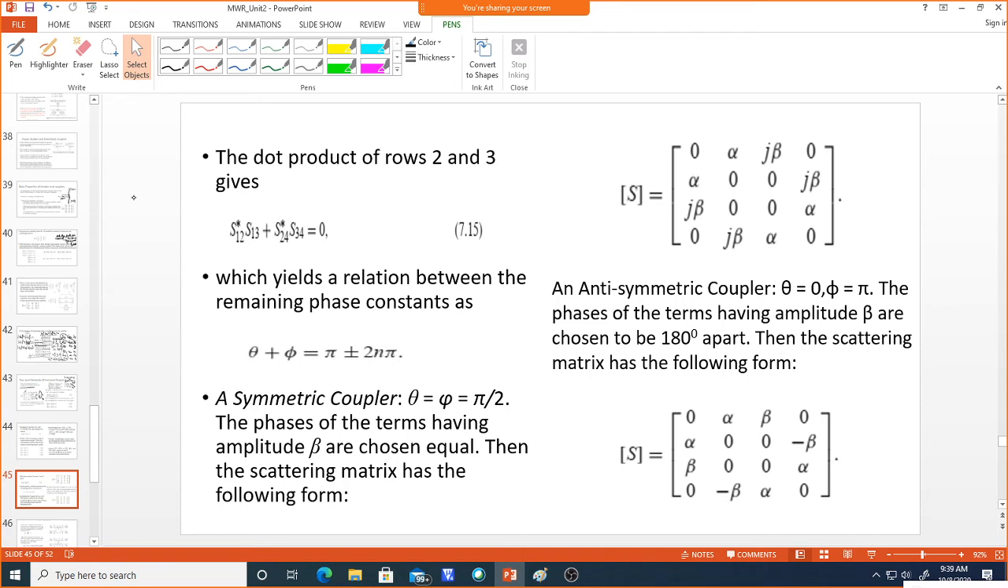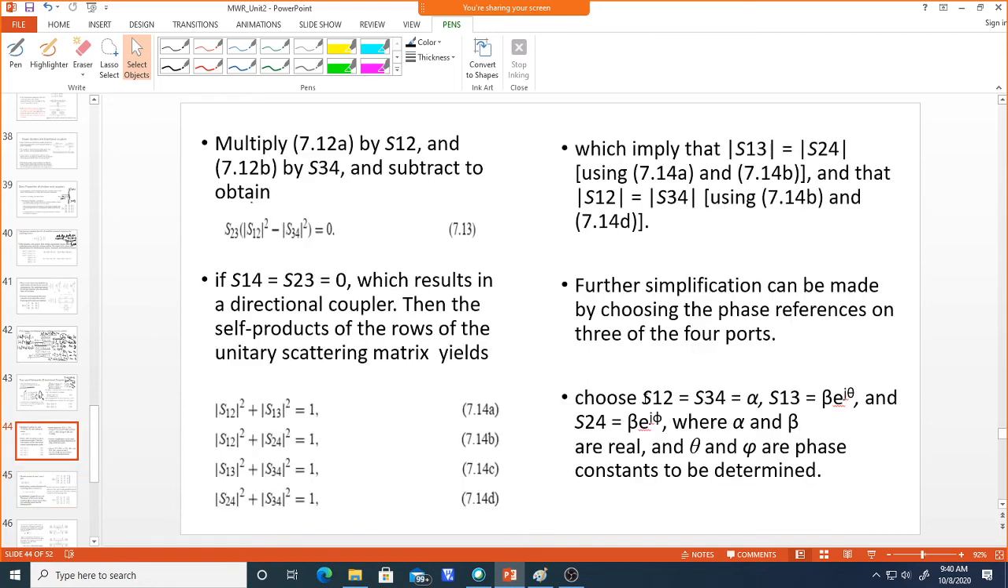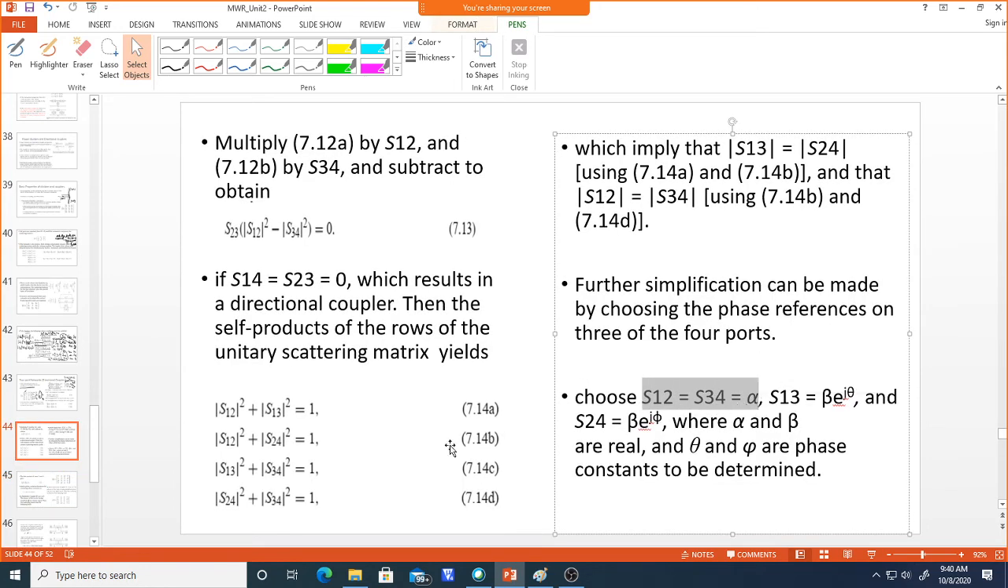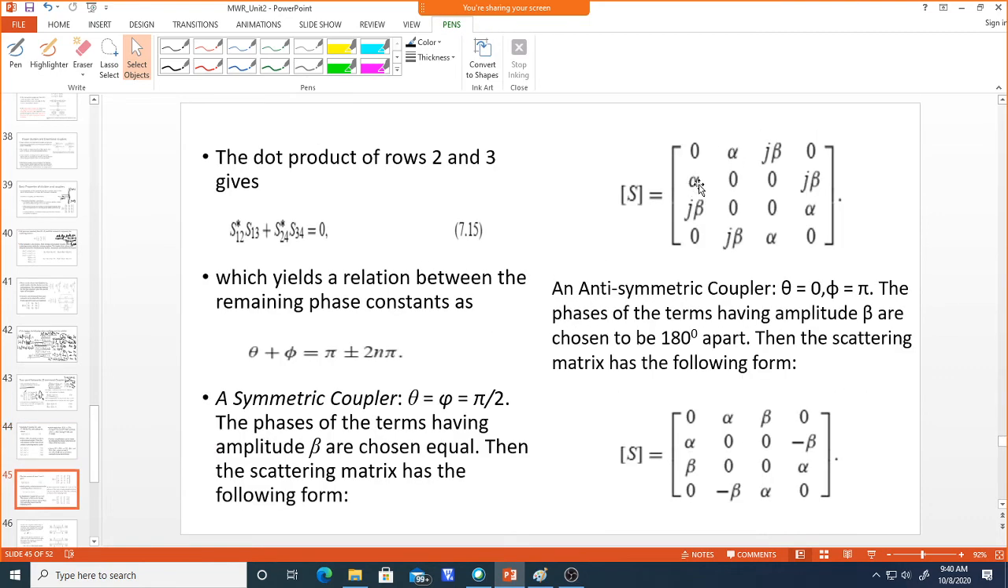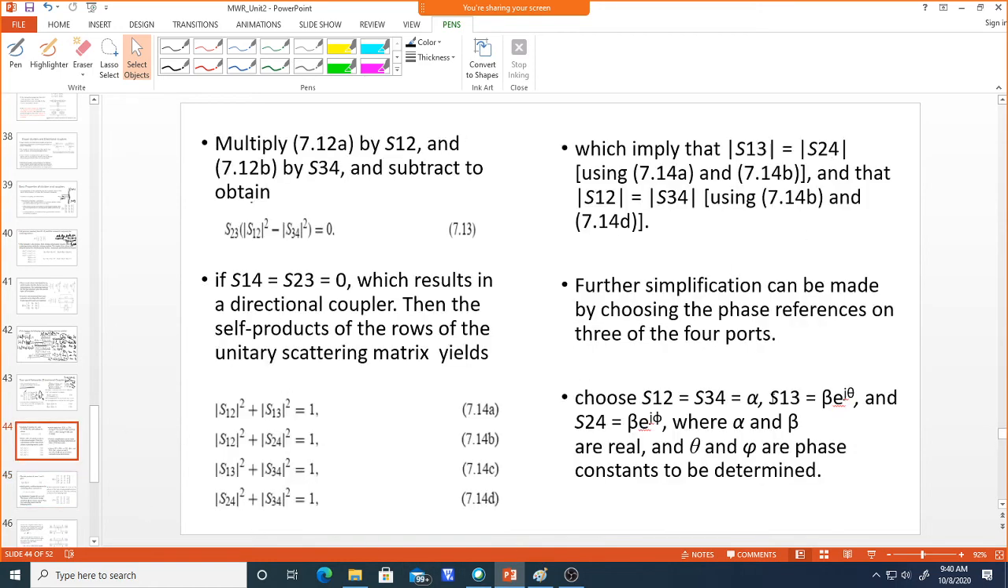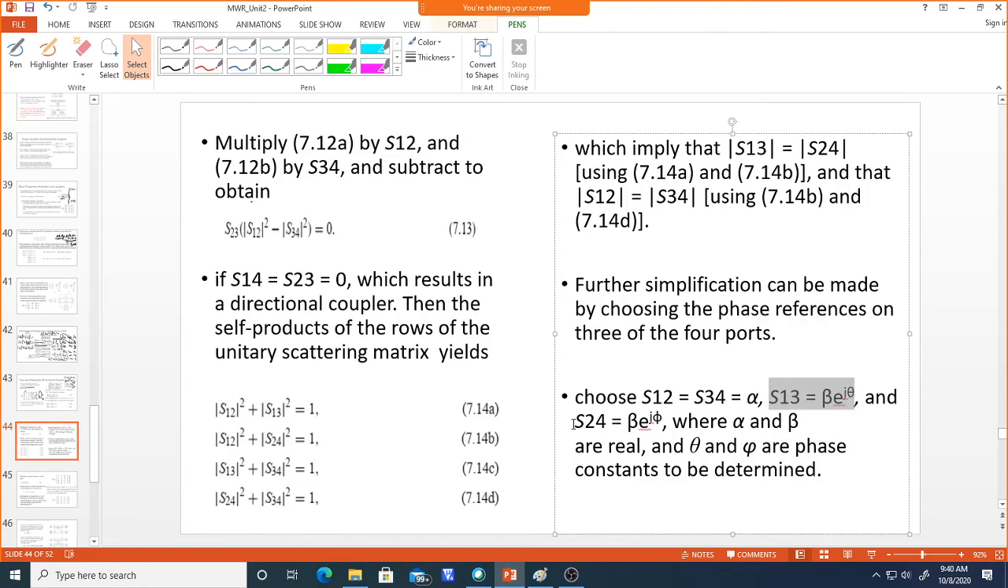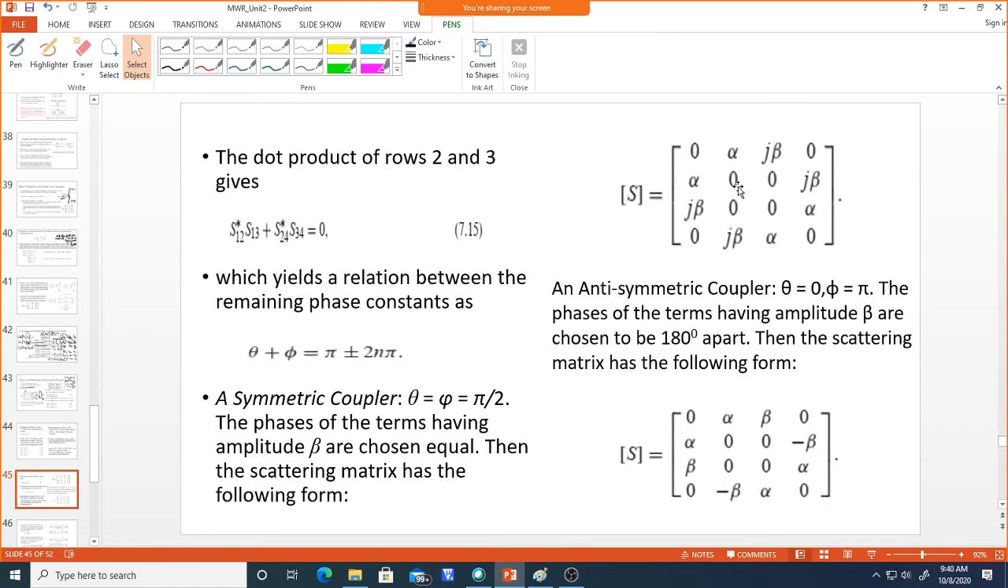Now if I put the values of the S matrix here, that is whatever we defined, S12 equal to S34 equal to alpha, and the other condition, S13 equal to beta into e power j theta and S24 equal to beta into e power j phi, the matrix will become this. Now if I put theta equal to phi equal to pi by 2, then you will get the symmetric coupler scattering matrix.